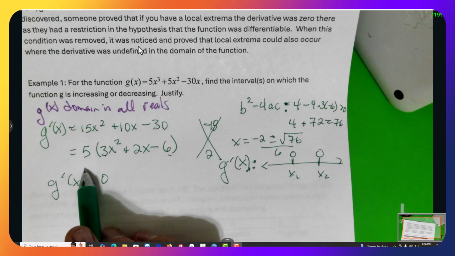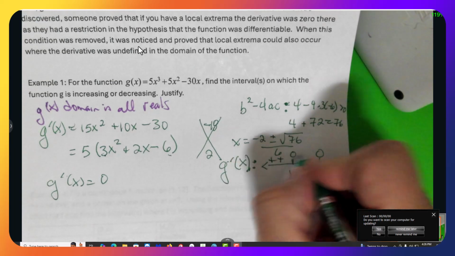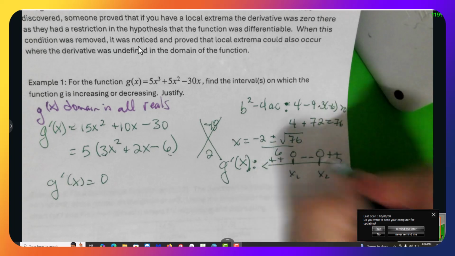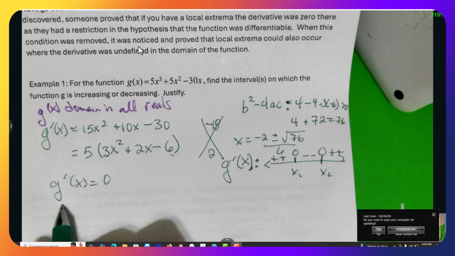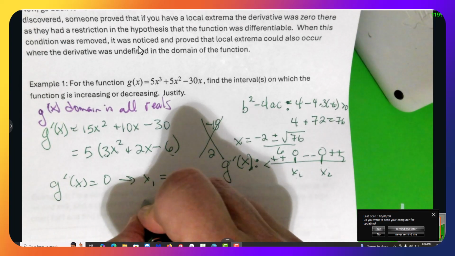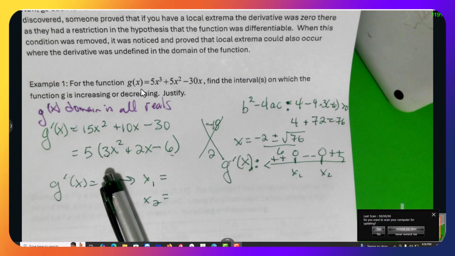I'm multiplying by a positive, so that's still going to be the product of 2 positives. Well, that'll be positive, so that takes care of the ends. And the product of a positive and a negative is negative. So I now know where I'm going with this. So I'm going to write g prime of x equals 0. And then I'm going to write x1 equals, and I'm going to write x2 equals. I've done the work up here so you know how to find it.